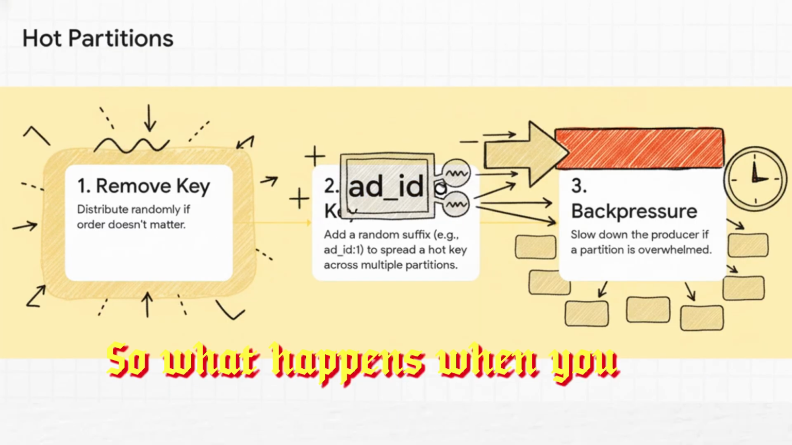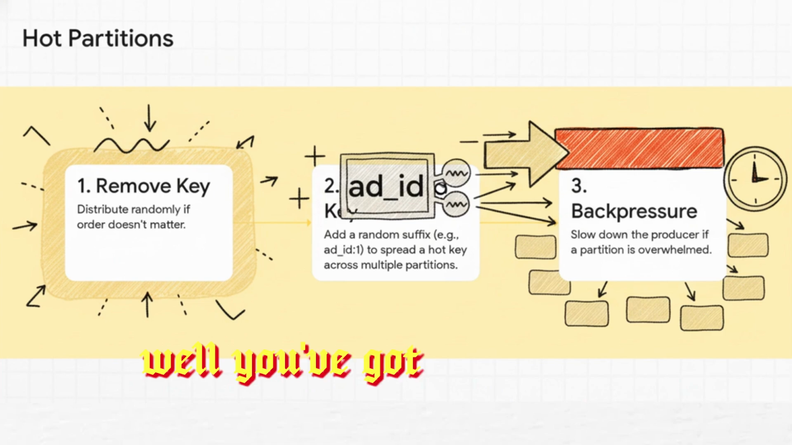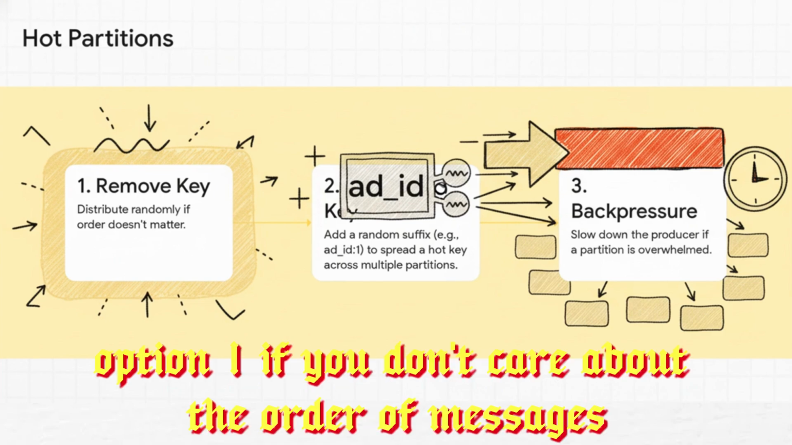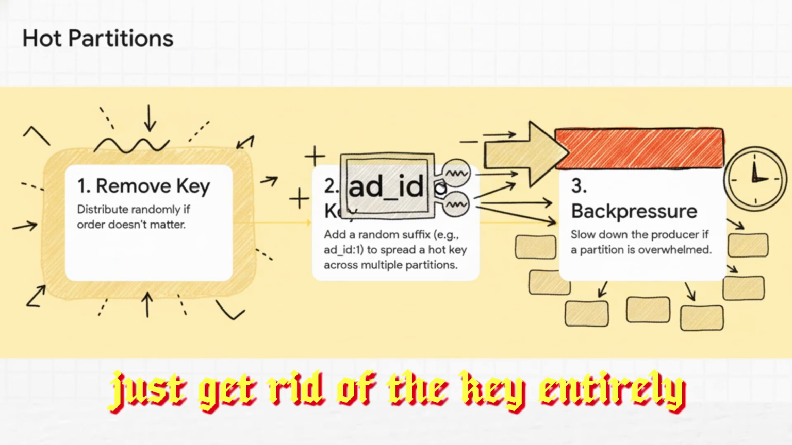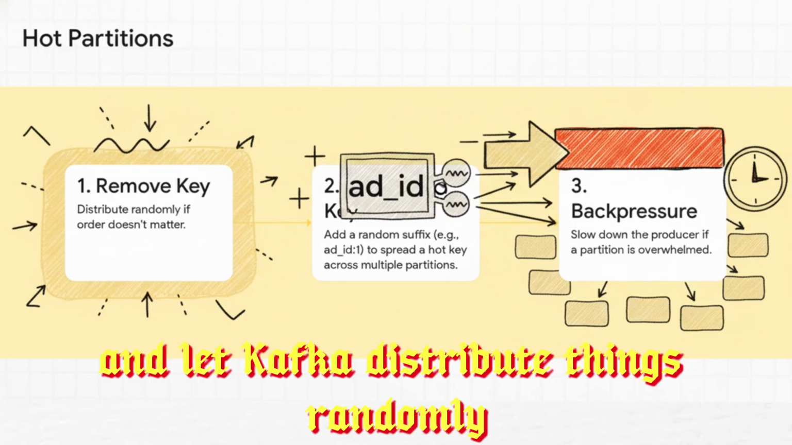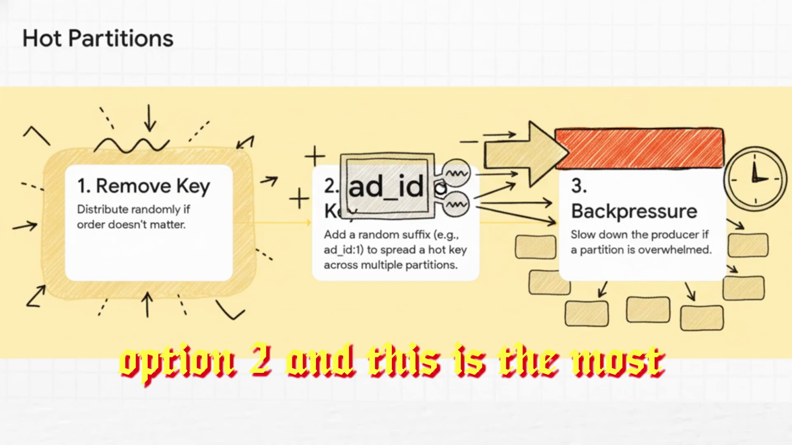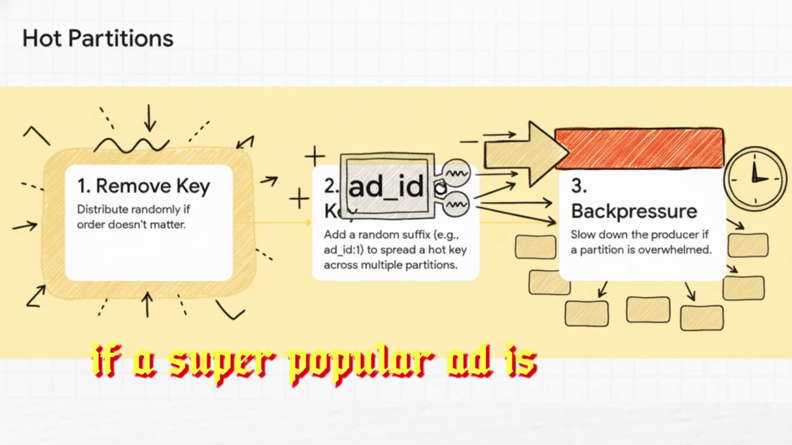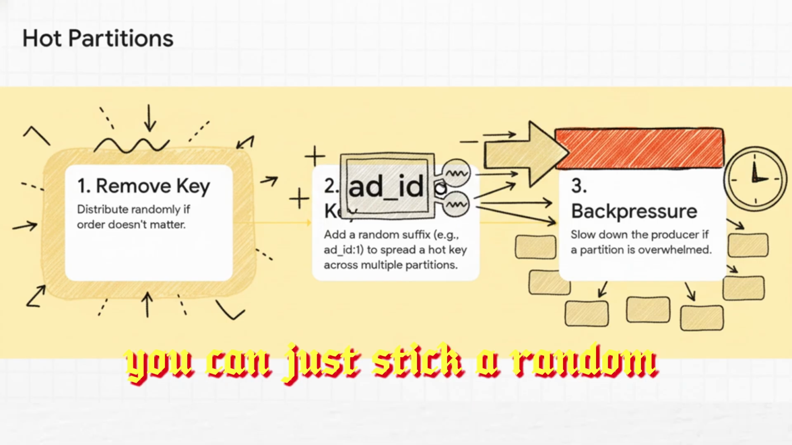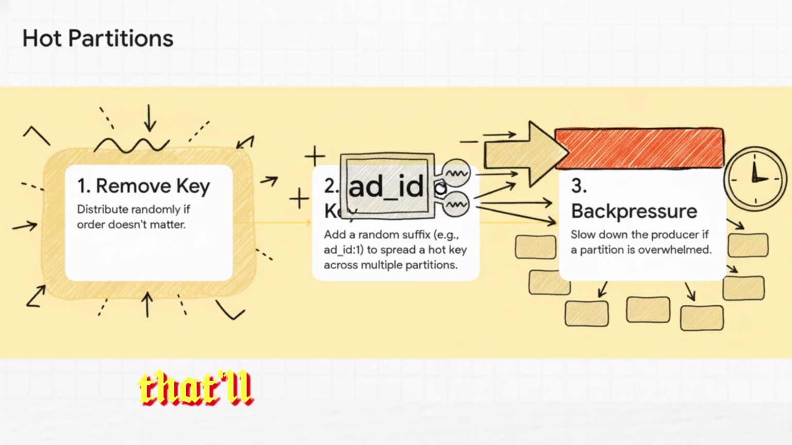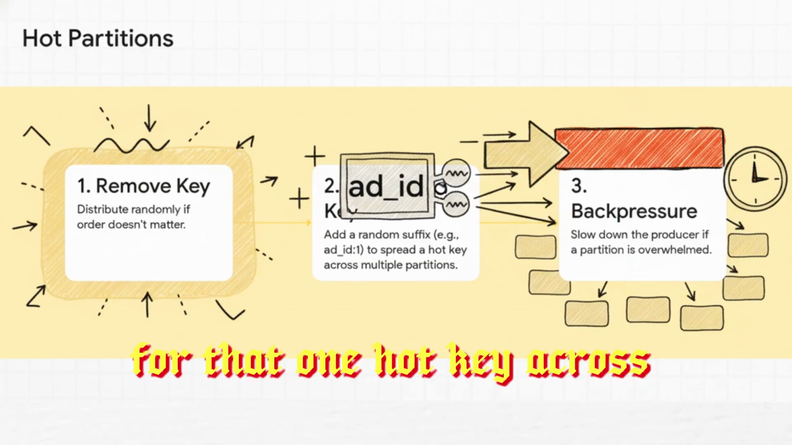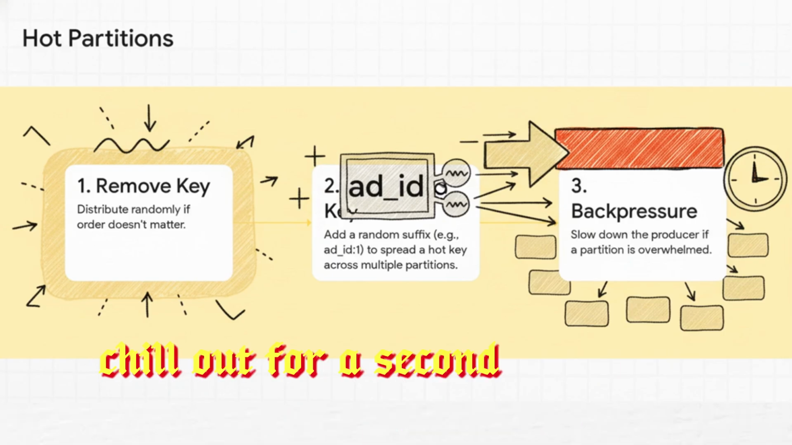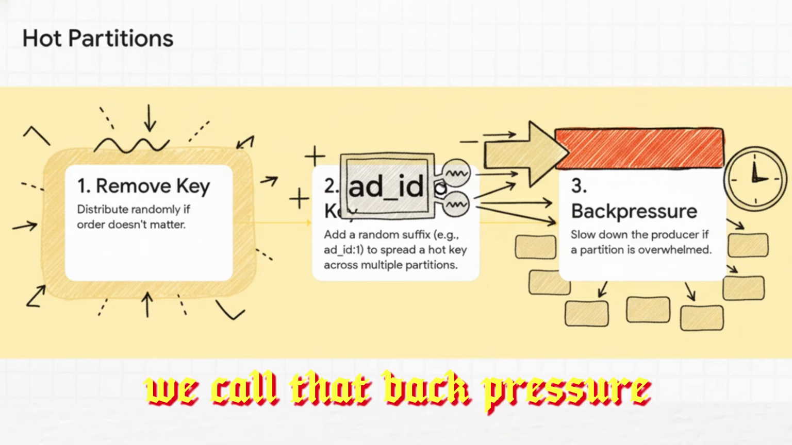So what happens when you do get a hot partition? Well, you've got 3 main escape hatches. Option 1, if you don't care about the order of messages, just get rid of the key entirely and let Kafka distribute things randomly. Option 2, and this is the most common fix, is to create a compound key. If a super popular ad is causing a hotspot, you can just stick a random number on the end of the ad's ID. That'll spread the messages for that one hot key across multiple partitions. And option 3 is basically to just tell the producer to chill out for a second and slow down. We call that back pressure.